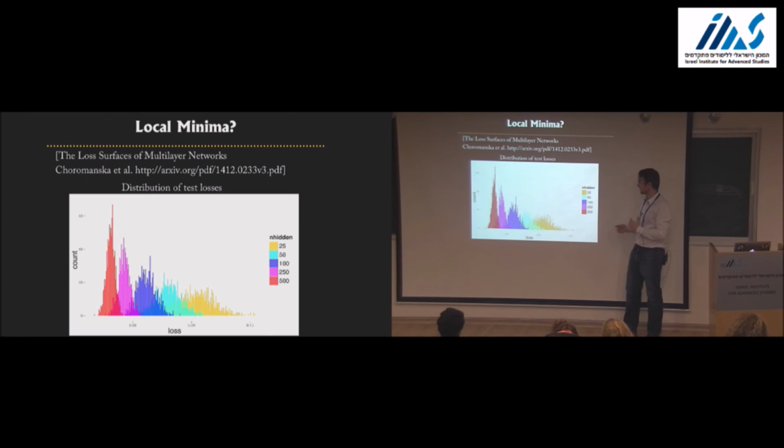What they did was take, I think it was just two hidden layers. They're doing MNIST or something like that. And what they did basically was take a whole bunch of models with different initializations, and then train each one separately, and then do a histogram of the losses.